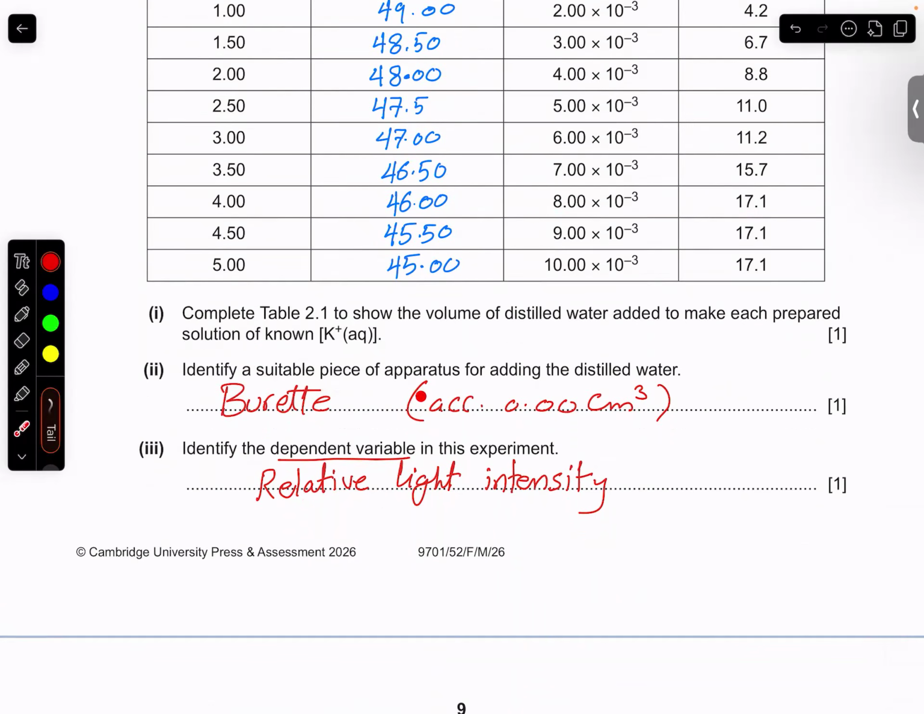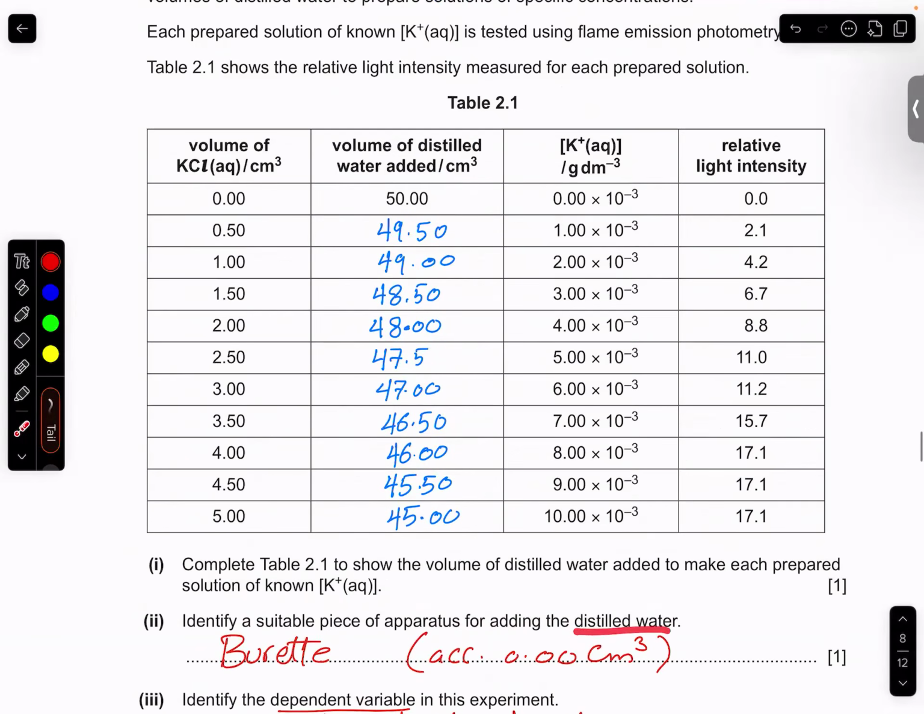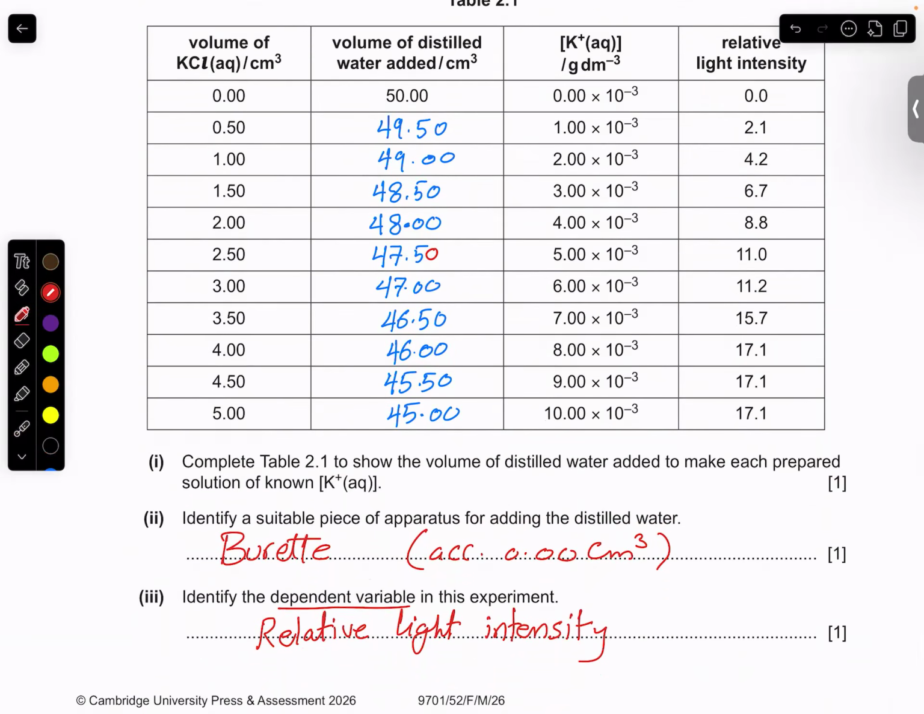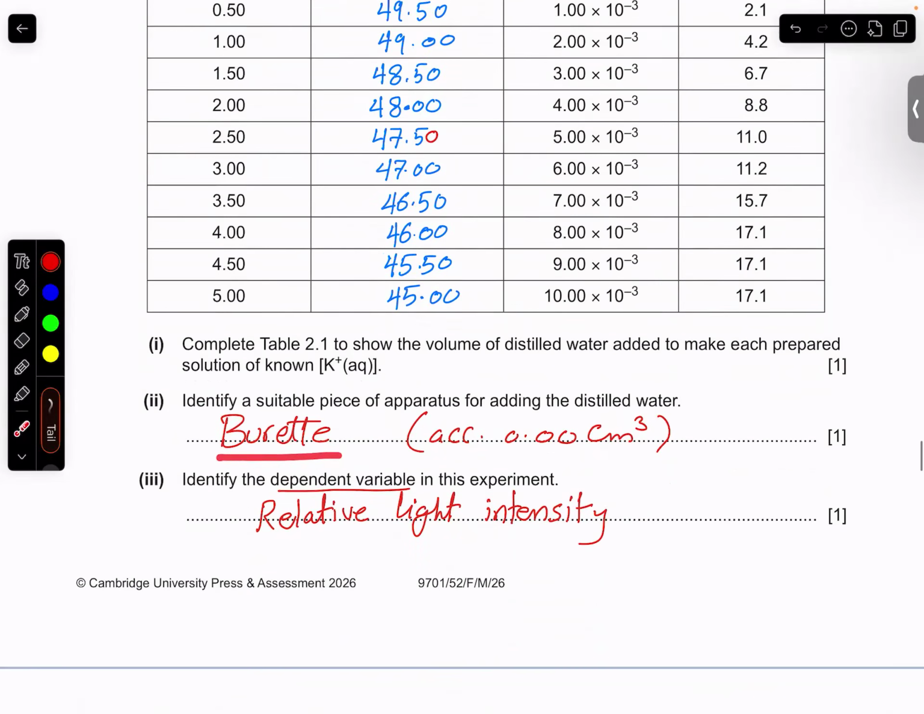Identify the suitable piece of apparatus. We said to measure or to add distilled water. Since we have here 2 decimal points, all of them should be 2 decimal points. To take the mark, all of them should be 2 decimal points. So the suitable tool to measure this 0.00, accurate readings, we should use a burette.